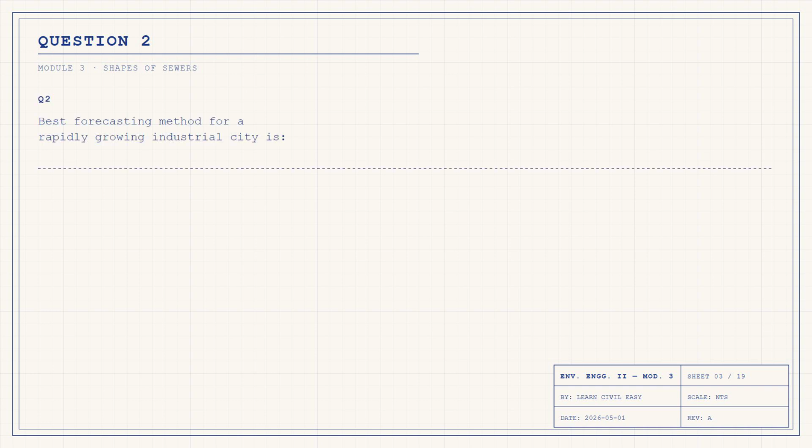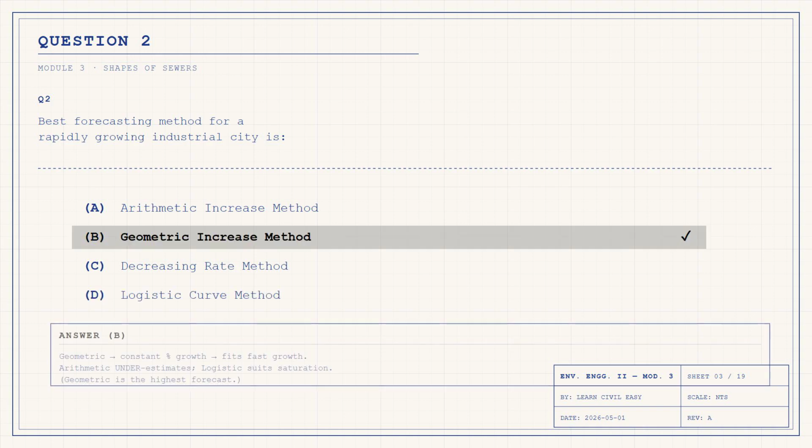Question 2. Best forecasting method for a rapidly growing industrial city. The correct answer is B, geometric increase method. The geometric method assumes a constant percentage rate of growth which fits a fast-growing economy. The arithmetic method underestimates and the logistic method is meant for cities approaching saturation.